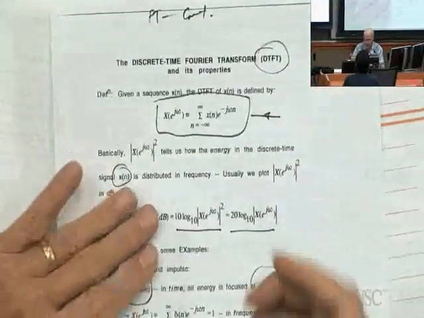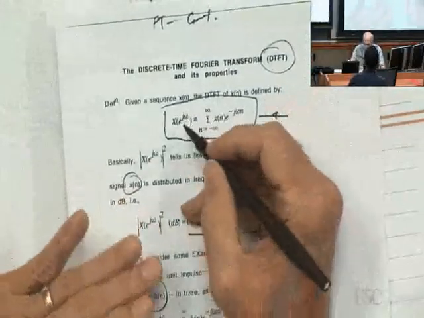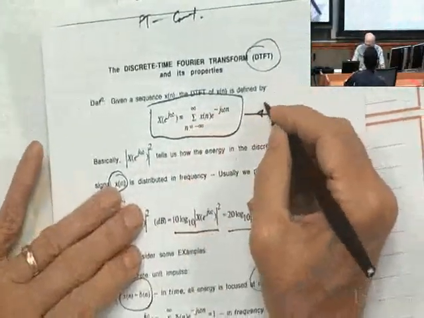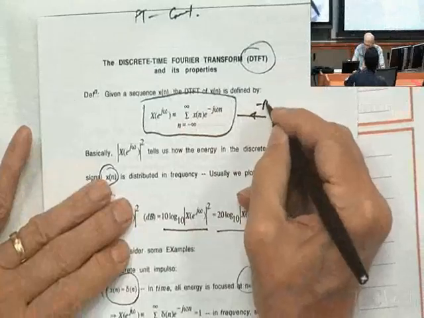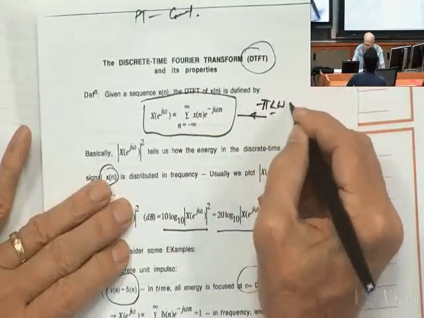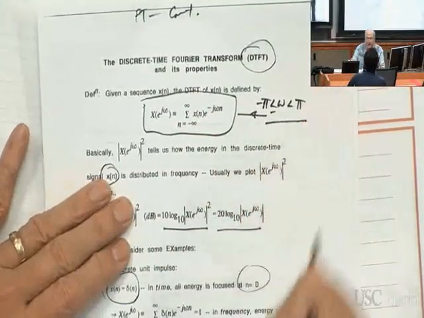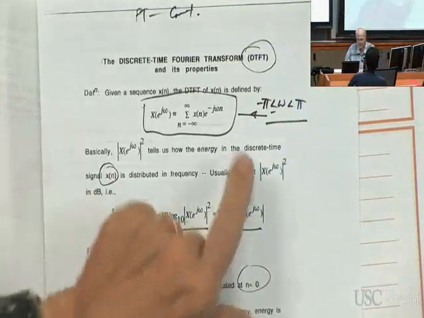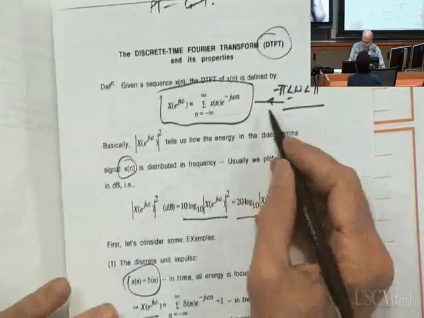Oh, there it is. So x of n can be anything. As such, omega is continuous, minus pi less than omega less than pi. Okay? And omega is continuous in that region.